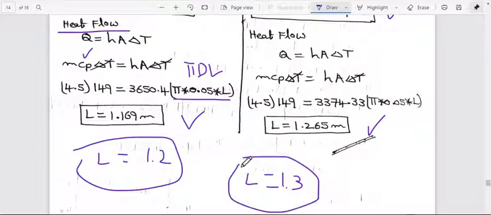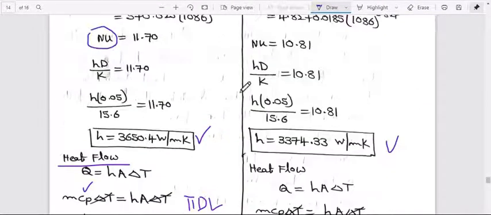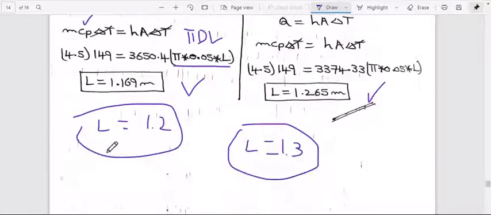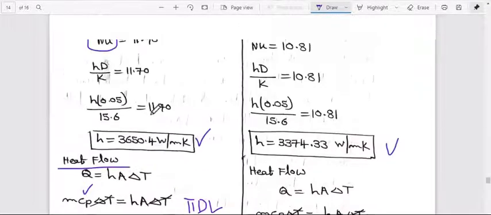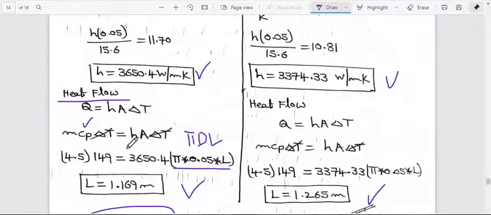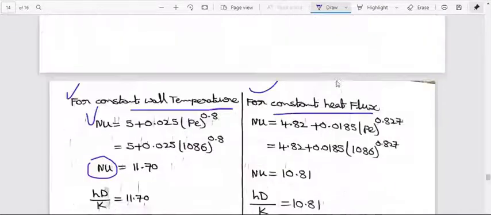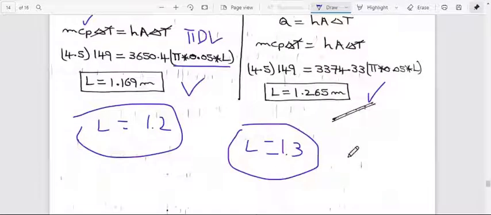Sometimes we do not consider accurate values from the calculator, simply something like 11.0702645. So in this problem I am considering only 2 decimals from the points. That's why I am considering this L value. So in this case the constant wall temperature length is equal to 1.2 and the constant heat flux value is 1.3.